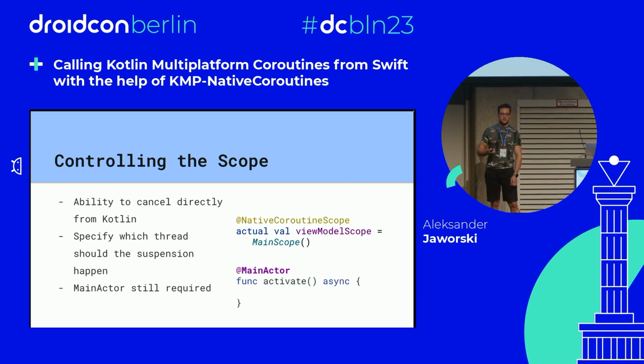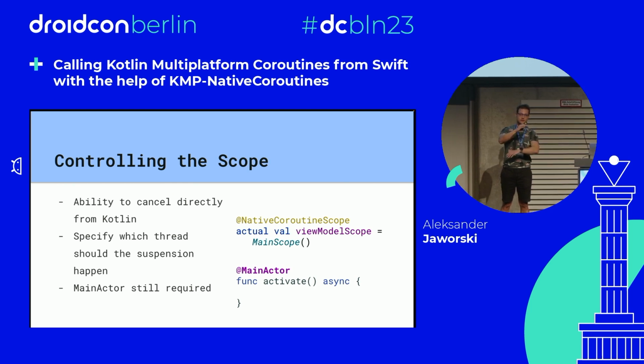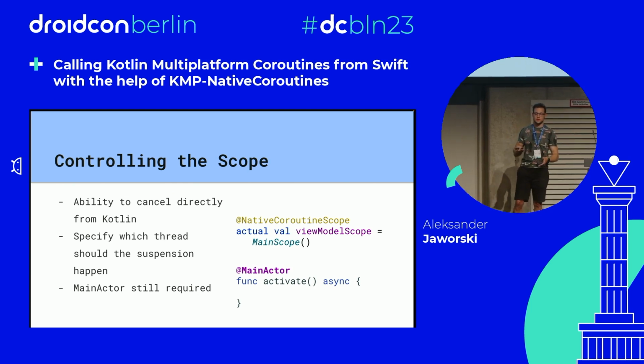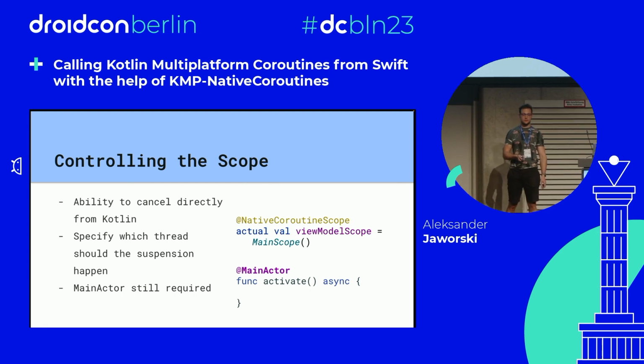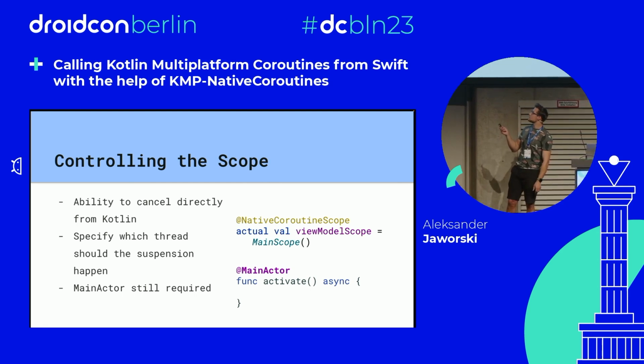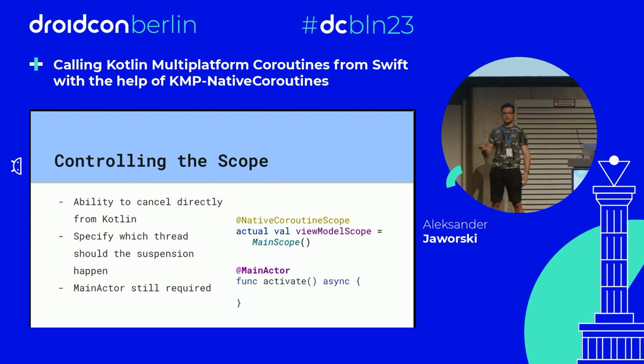But keep in mind that we can use the main scope for flows. However, this scope, which is annotated here, will be only used on the Kotlin side. So when we are collecting the data, only the collection happens on the main thread. Once it's sent back to Swift, then Swift controls on which scope this is happening. So we still have to use main actor for cases where we will update some SwiftUI state, which is used in the UI.